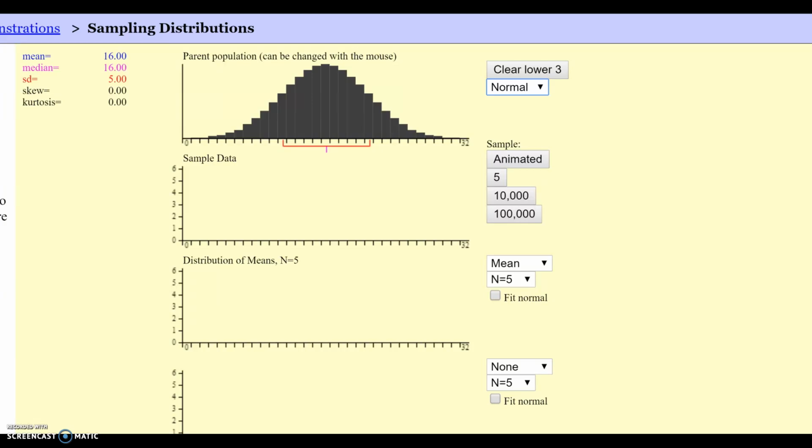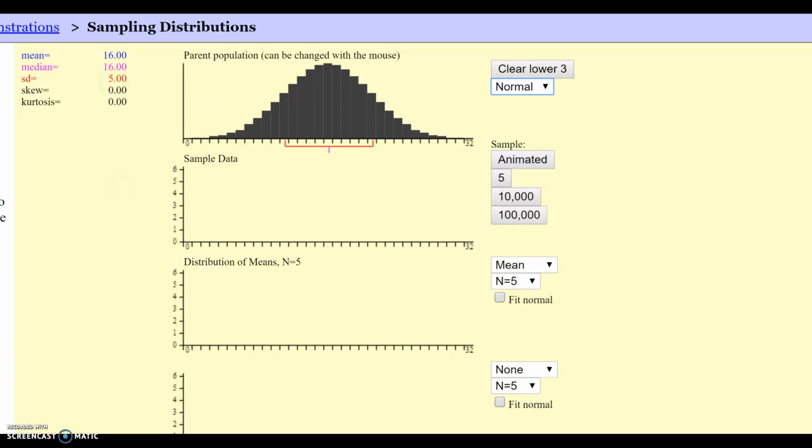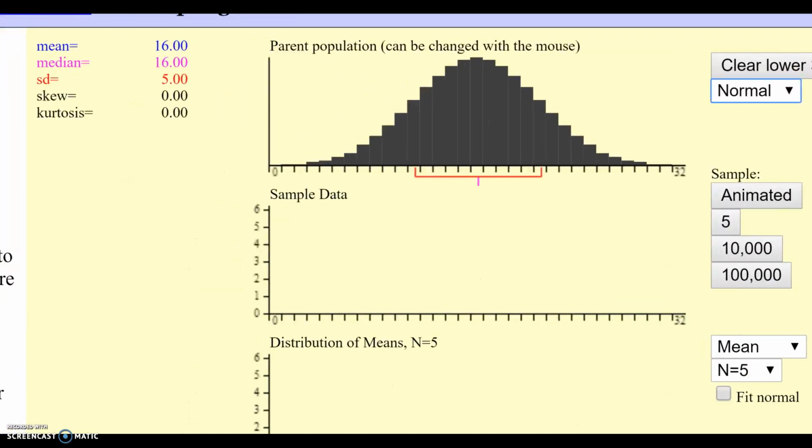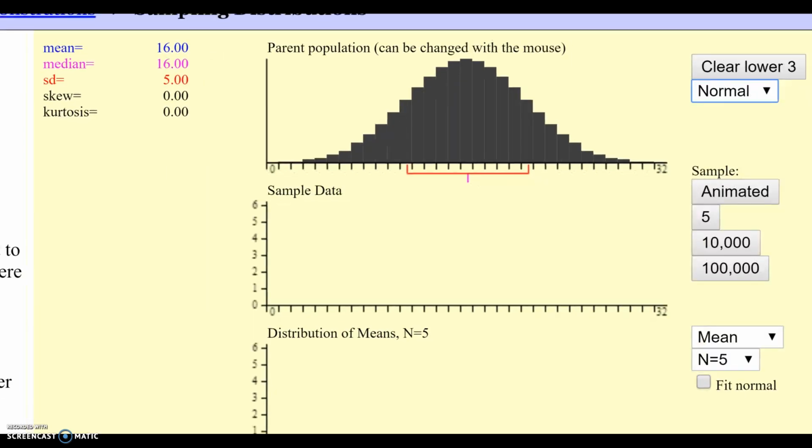What I'm going to be doing here is taking a small sample of this population and seeing what the means look like. So right now, if I look here, my mean is 16, so everything is centered at 16. The median is 16 also. My standard deviation is 5. Don't worry about the skew and kurtosis.